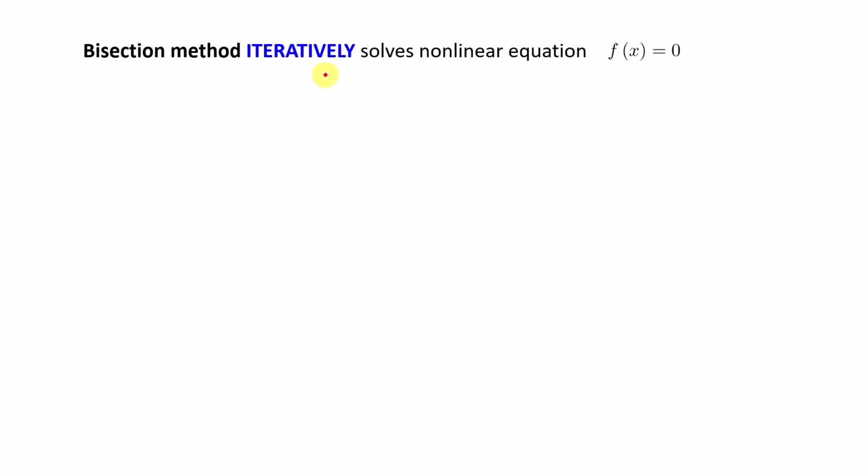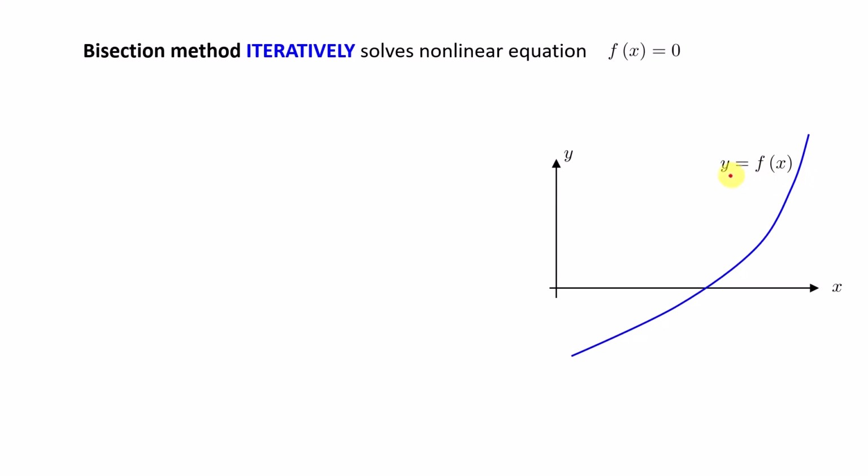So let us see how we can solve the equation f(x) = 0 using the bisection method. This is a function y = f(x). If I plot it, it shows up like this blue curve. It is not necessary to plot it to solve f(x) = 0 using the bisection method, but this kind of pictorial description will help us understand how this method works.